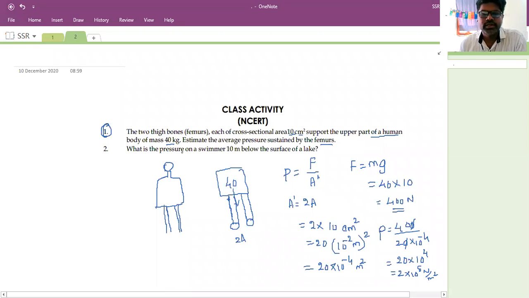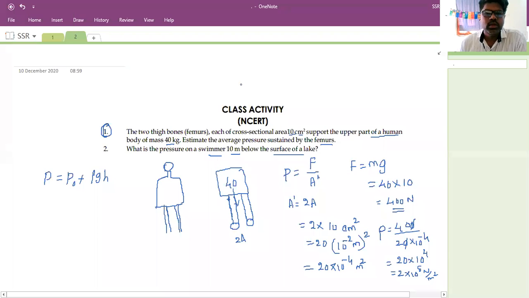Okay, right. Next, what is the pressure on his femur 10 meters below the surface of a lake? So I said already pressure with the depth. What is the formula? I'm writing on the right side. P is equal to P naught plus rho g h. Are you clear this equation? P is equal to P naught plus rho g h.